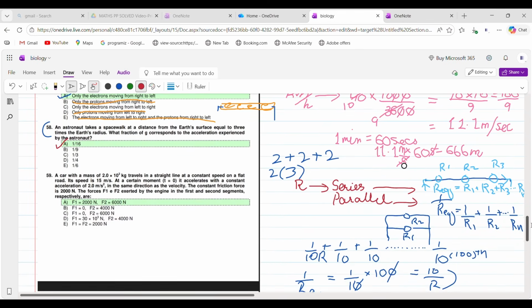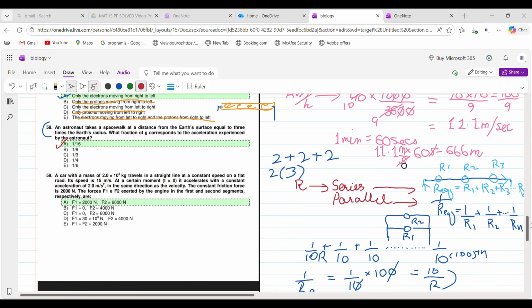Okay, so 59th question. A car with a mass of 2.0 into 10 to the power 3, which means 2000 kilogram, travels in a straight line at a constant speed on a flat road. Its speed is 15 meter per second. At a certain moment t equals 0, it accelerates with a constant acceleration of 2.0 meter per second square in the same direction as the velocity. The constant friction force is 2000 Newton. The forces F1 and F2 exerted by the engine in the first and second segments respectively are.